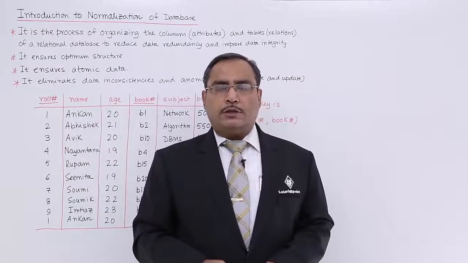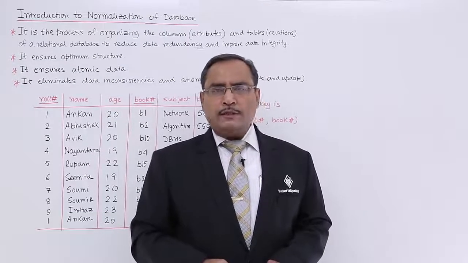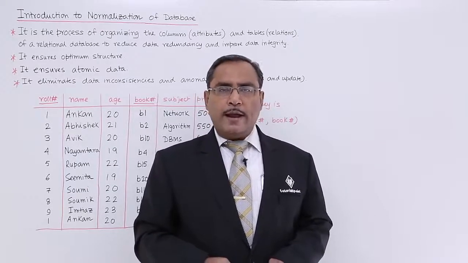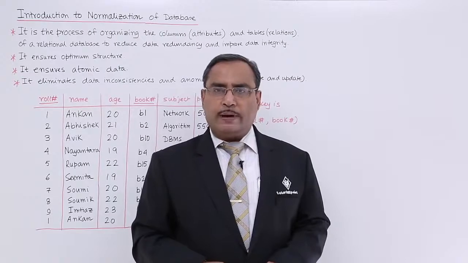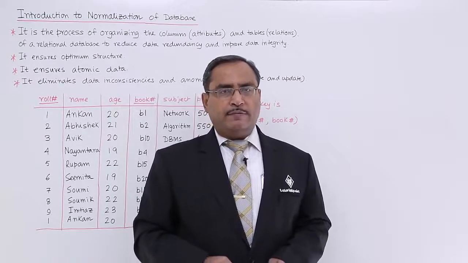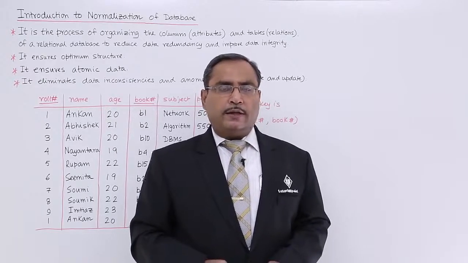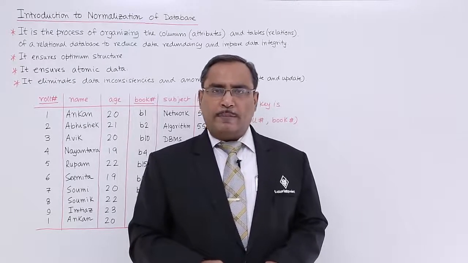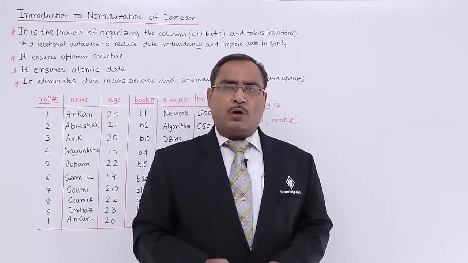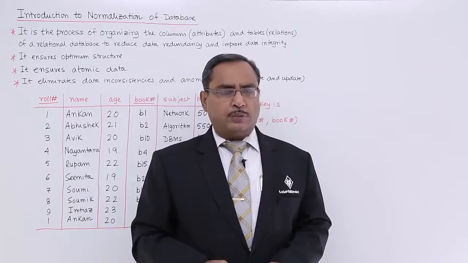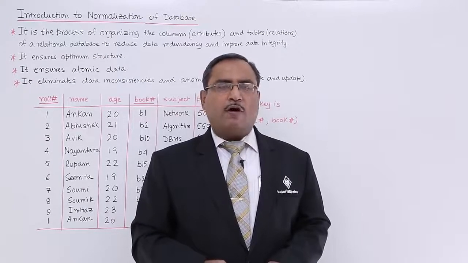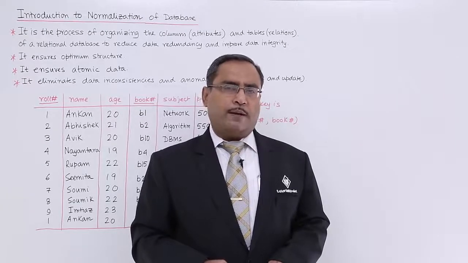Introduction to normalization of database. Normalization is nothing but one process with the help of which we can make our database structure optimized. We can reduce the data redundancies, and if the data is not redundant, then the possibility of having data inconsistency will also get reduced. Normalization also eliminates the possibility of anomalies, that is, difficulties of insertion, deletion and updation.